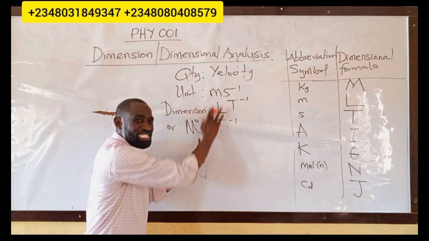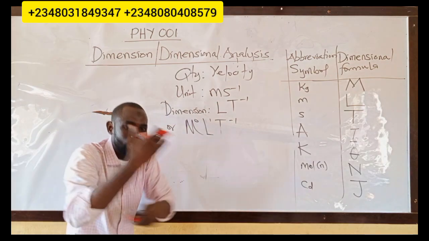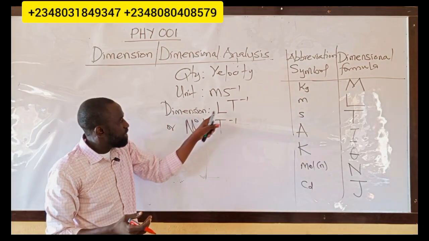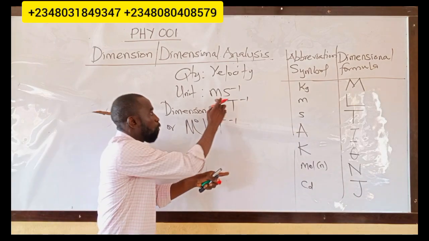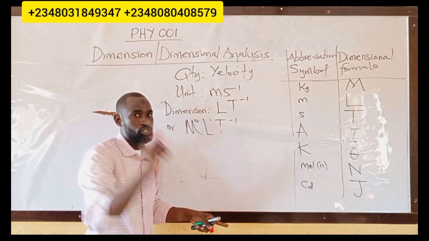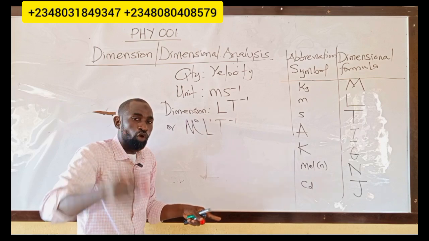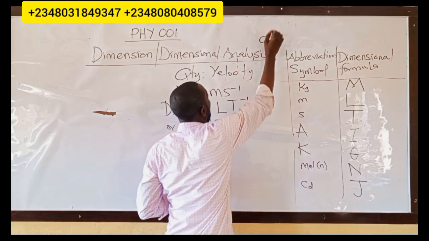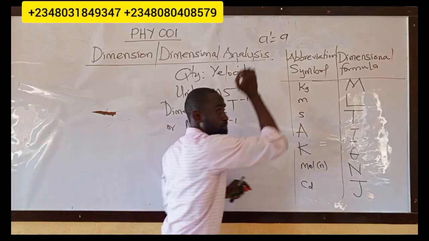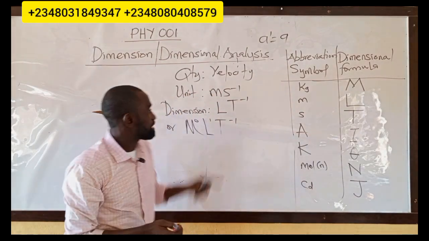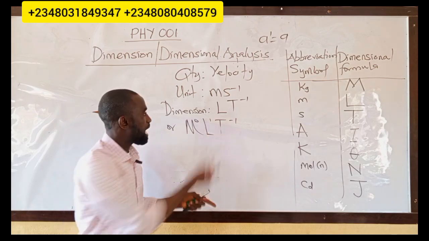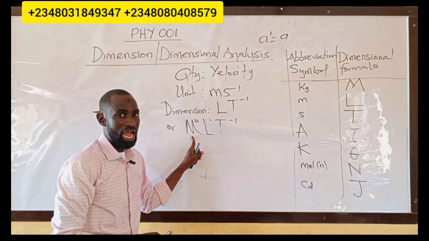That is why M is missing here. I must express my dimension in the form of MLT, but here I have LT raised to power minus 1. What is the power of this L? It is 1. Under one of the laws of indices, if I have A raised to power 1, it will give us A. Anything raised to power 1 will give us that thing. That's why this L here is the same as L raised to power 1. So I can have it like this, or I have it like this.